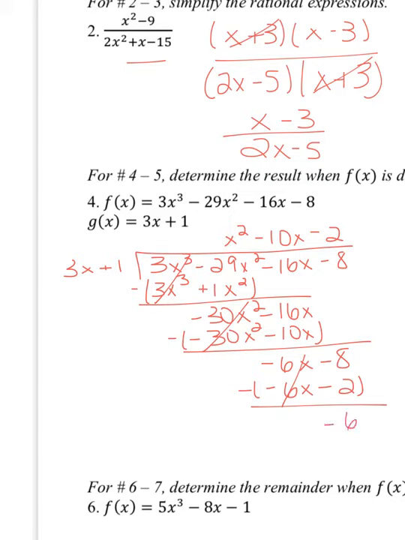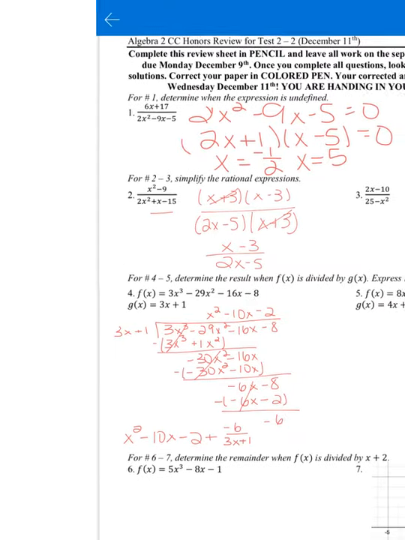So the answer, though, I still have to rewrite it, is x squared minus 10x minus 2 plus negative 6 over 3x plus 1. You could also write this as x squared minus 10x minus 2 minus 6 over 3x plus 1. It's really the same thing. Okay, but that's long division.